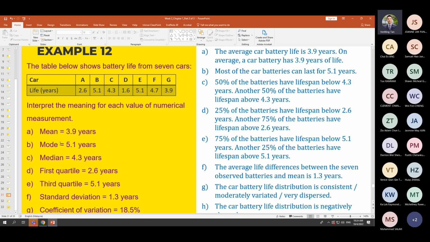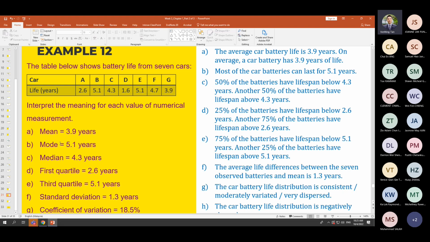Okay, median. We know that is a middle number. So how to interpret this median value? You can start with this sentence: 50% of your objects, in this case the batteries, have a lifespan below 4.3 years. Not necessarily below; you can say lower than, less than, or some other negative words to replace below.